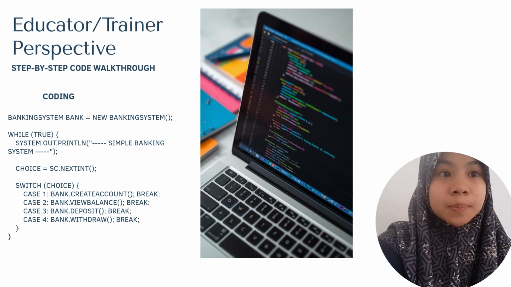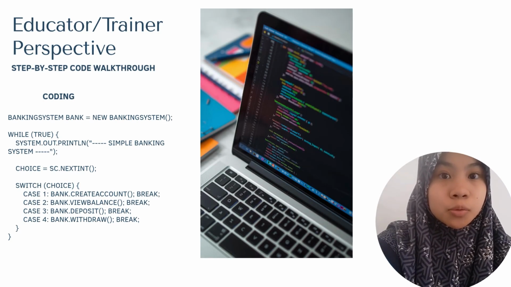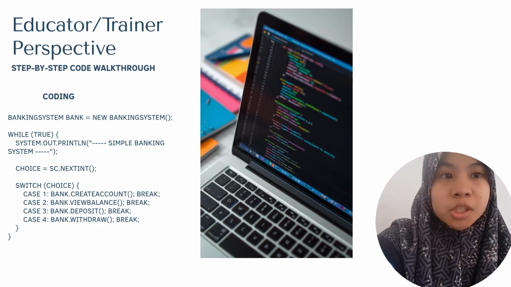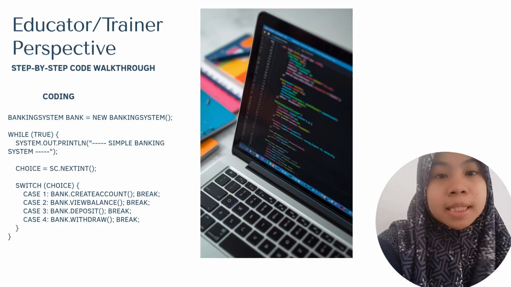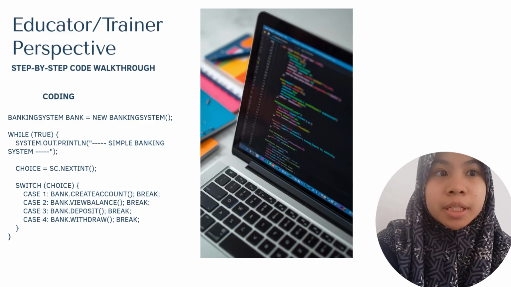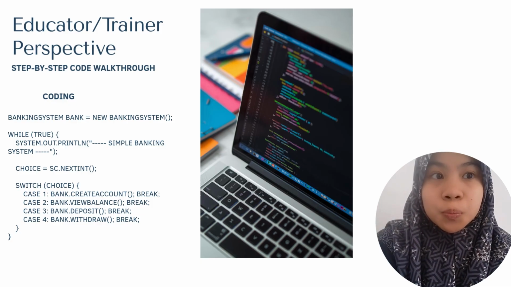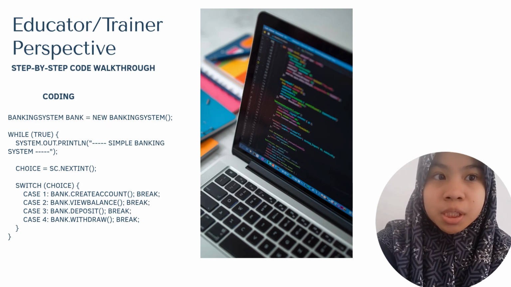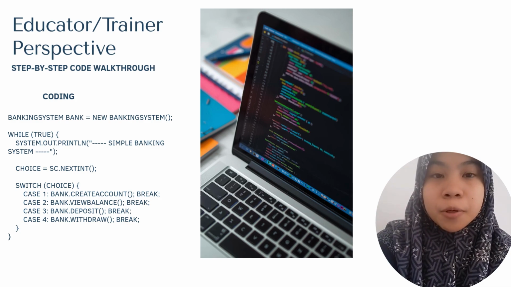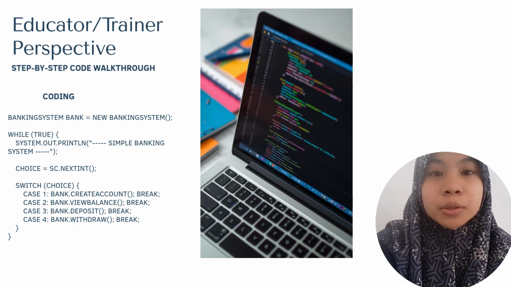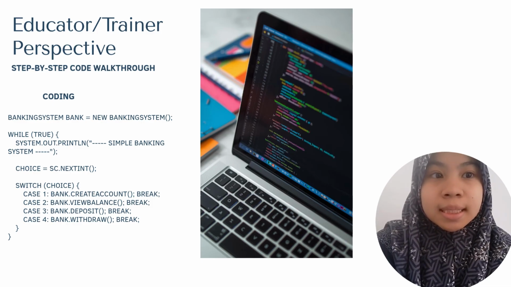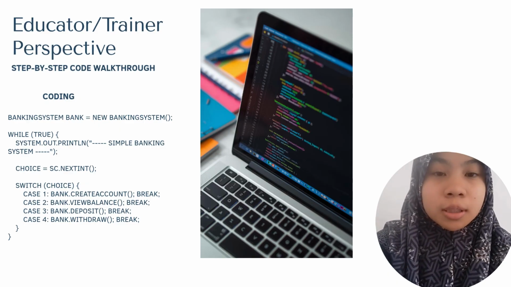From a learning perspective, this project is a great tool. It demonstrates key Java concepts in a practical context. Let's break down the main control flow. We create a banking system object, run a continuous loop to print the menu, and use a switch statement to call the appropriate method based on the user's choice. It's a classic and effective pattern for console applications.